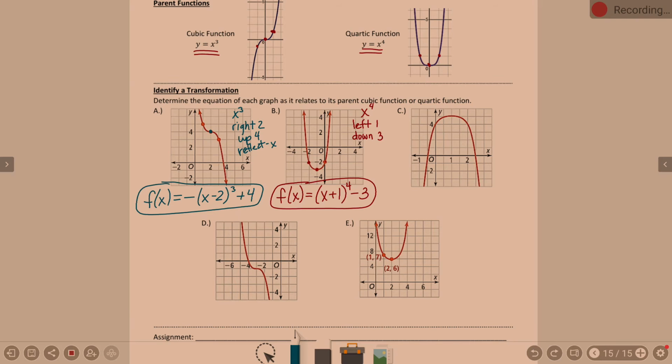Okay, C. What are the pieces we know? X to the 4th. Okay. U shape? Okay. X to the 4th U shape. Although, should I really call it a U? Katie? Yeah, it's upside down, isn't it? So since it's not really still a U, that means that there is a reflection across the x-axis.